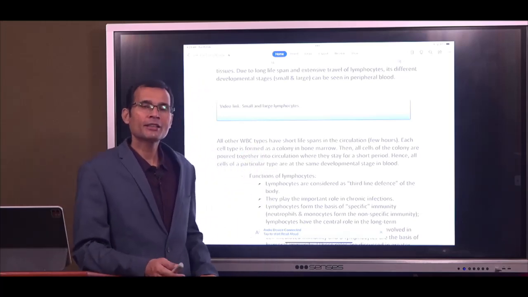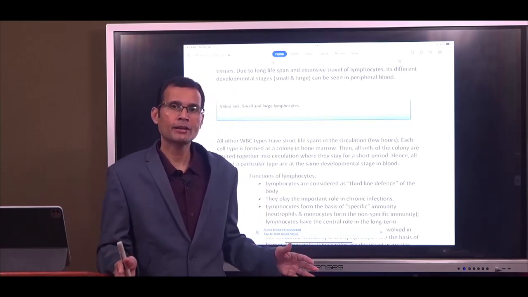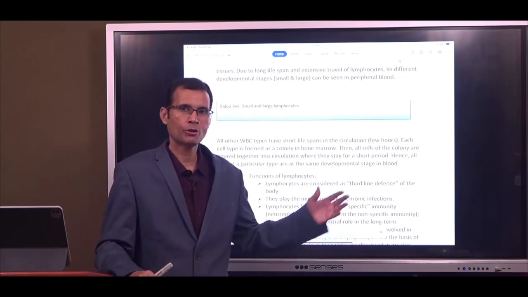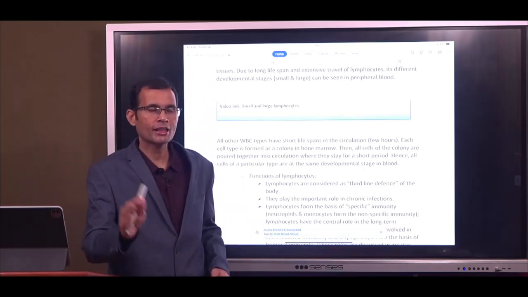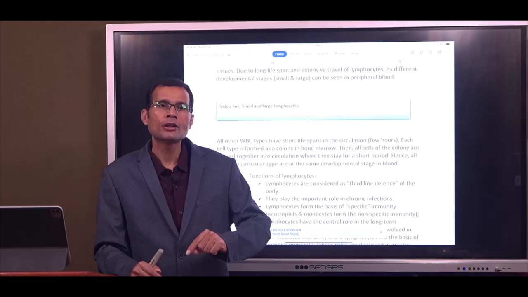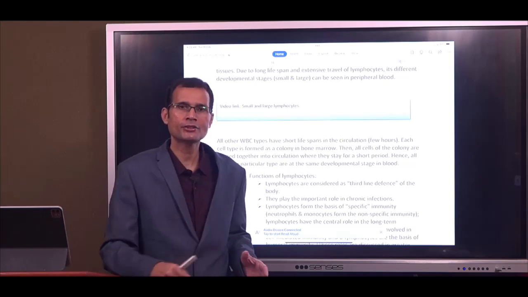What about lymphocytes? First of all, lymphocytes have the longest lifespan among all the blood cells. Just to compare, RBCs have a 120 days lifespan, lymphocytes 300 days lifespan, so the longest lifespan. And in this lifespan, the lymphocyte is traveling throughout the body in various stations.